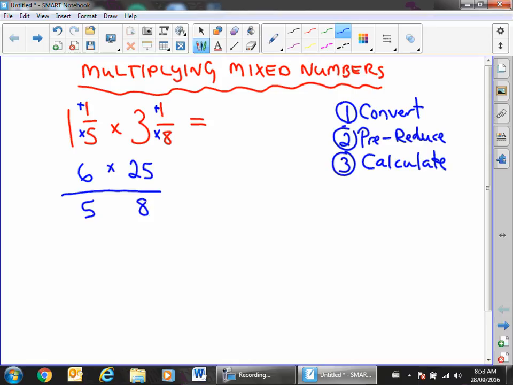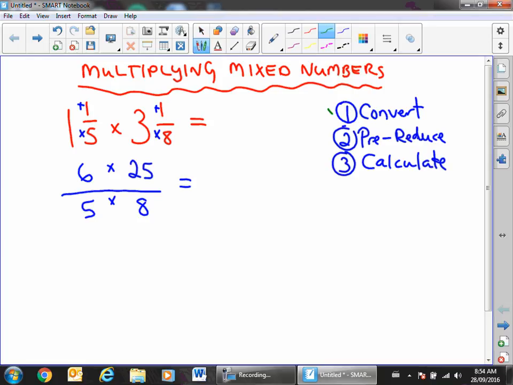Okay, so now it's essentially what we're looking at, because we know when we are multiplying, we just multiply straight across. We multiply our numerator straight across, so it would be 6 times 25, and we'd multiply our denominator straight across, which would be 5 times 8. So if we were to do that straight away, we'd end up with a number like 125 over 40. But we have an opportunity to reduce here. So let's take a look at what the reduction looks like.